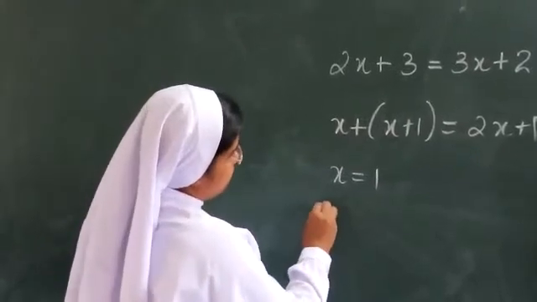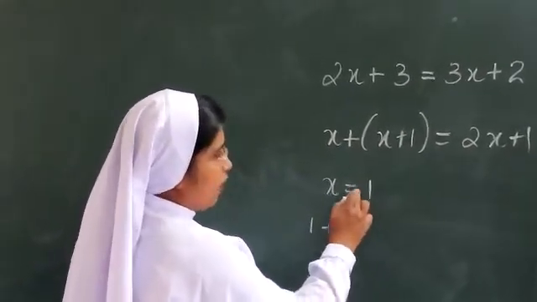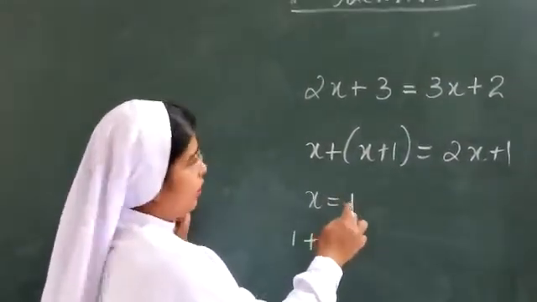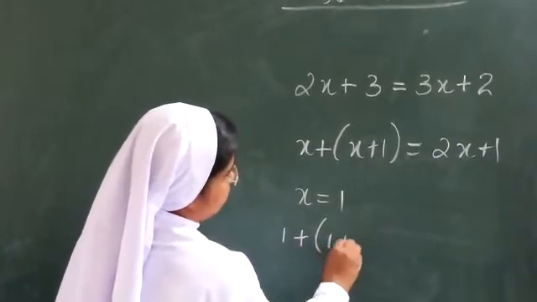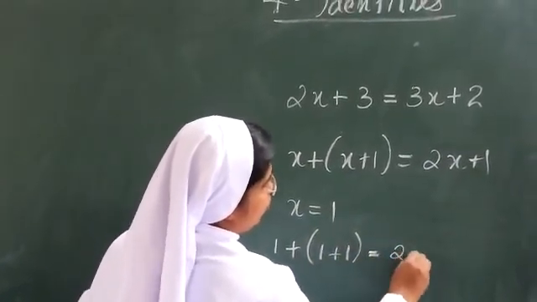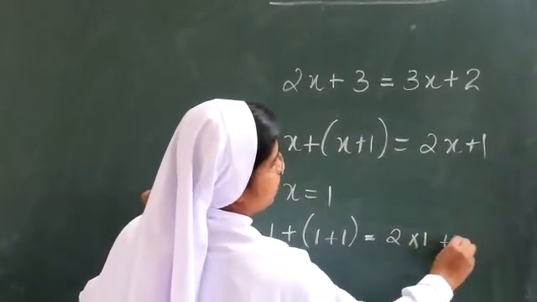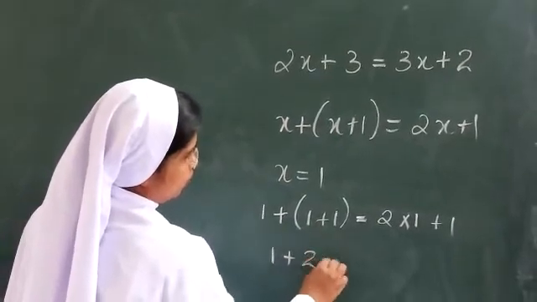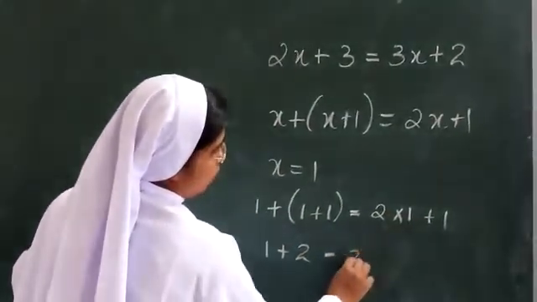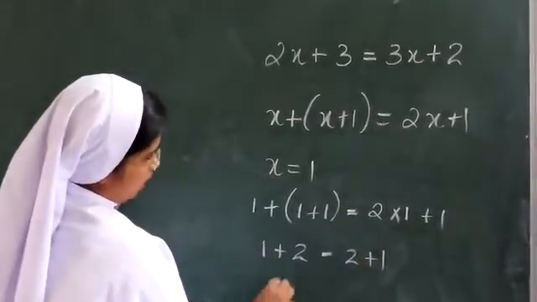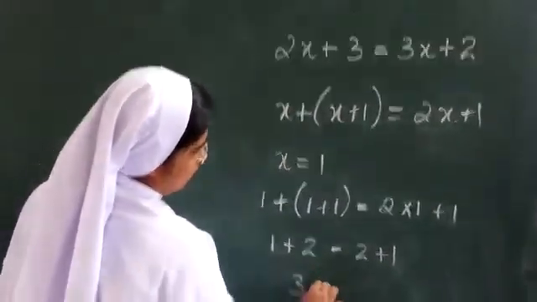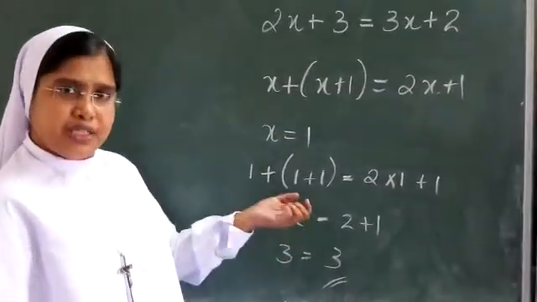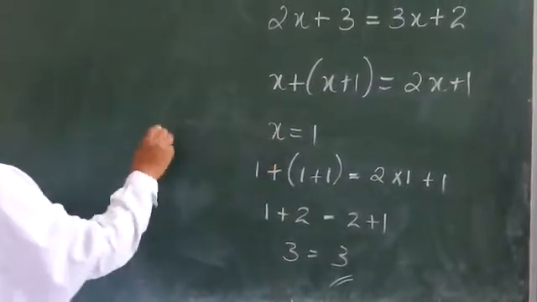Okay. So what will I get? Wherever x is there, I have to put that value 1. 1 plus 1 is equal to 2 into 1 plus 1. So I will get 1 plus 1 is equal to 2, is equal to 2 into 1, 2, plus 1. So 2 plus 1 is equal to 3, 2 plus 1 is equal to 3. So you will get 3 is equal to 3. It's true.